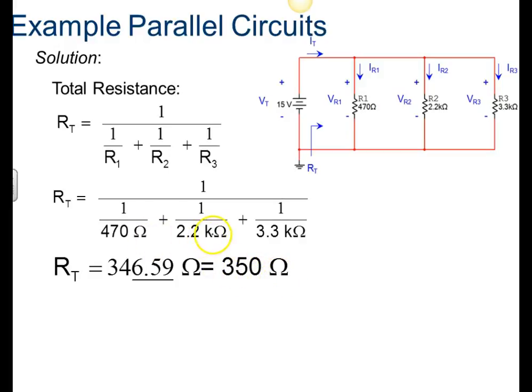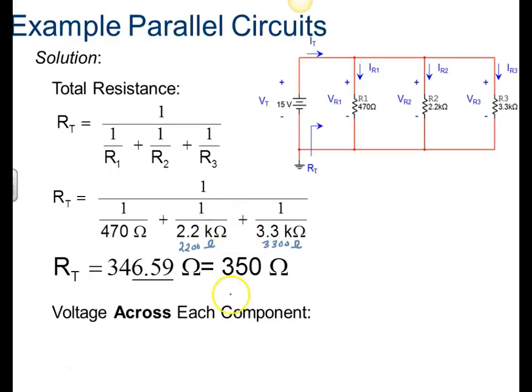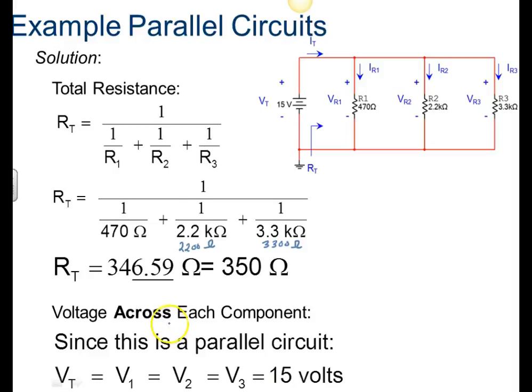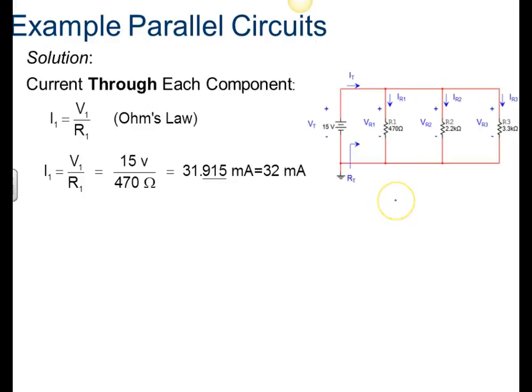Now keep in mind these kilo ohms, this number should be 2,200 ohms. This should be 3,300 ohms. And technically the units should be the same when you're adding. So the unit conversions still have to be done. The voltage across each component next, we've got V total equals V1 plus V2 plus V3, and we've already said that's 15 volts across each of the individual resistances.